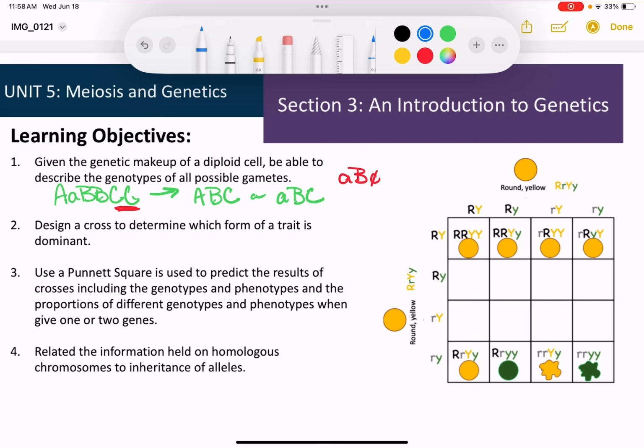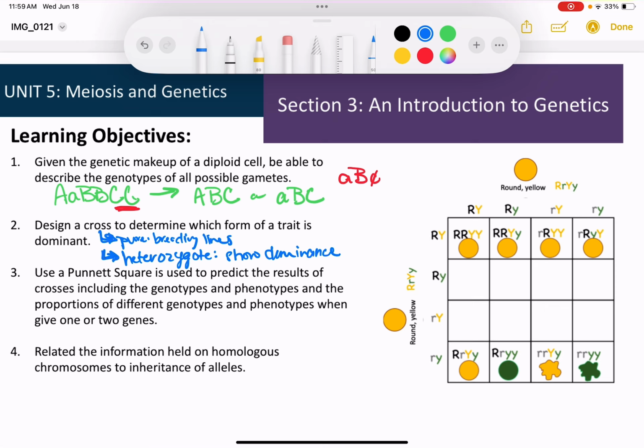The next thing is you should be able to design a cross to determine which form of a trait is dominant. If you're designing a cross, you're going to need to start with pure breeding lines, not species, because a lot of times they won't breed. Pure breeding lines can do this, or any other way that you can get a heterozygote. A heterozygote is going to show dominance, okay?